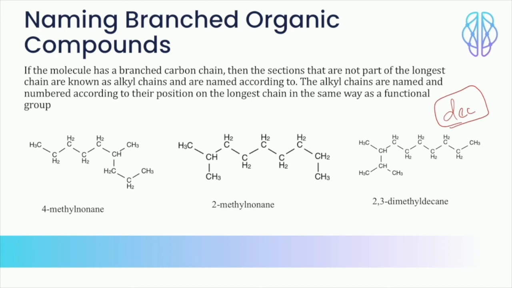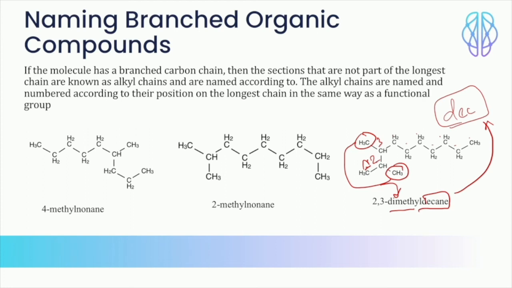Now I need to name the functional groups, okay? If I go like this, 1, 2, 3, 4, 5, 6, 7, 8, 9, 10, there's a methyl group and another methyl group. So it's in the second and the third position. So this is a 2,3 dimethyl decane because it's a 10 carbon long chain.